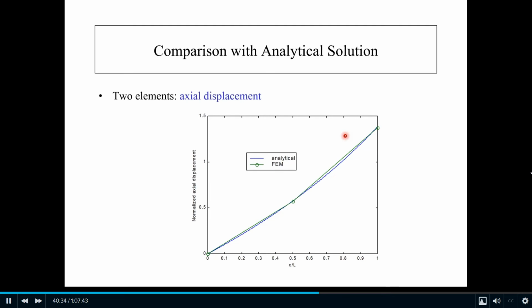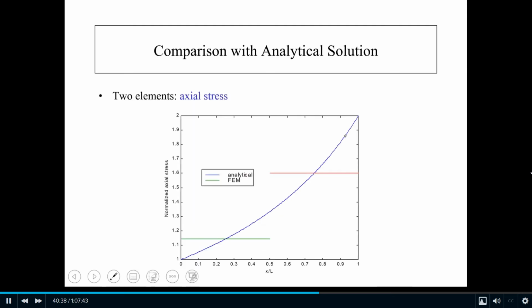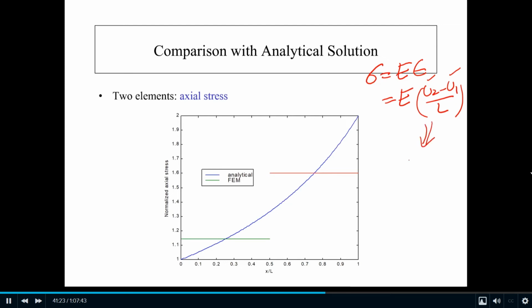Now compare stress with the analytical solution. The analytical solution is the blue line here. What is the stress? We know from the derivation of the linear element that stress equals E times strain, and equals E times (U2 minus U1) over L, something like this, right? So for each element, you have the displacement at the right node, and basically the stress is the Young's modulus times the difference between the displacement at the right node and left node divided by L. So from this, the whole thing, whatever they are, is a constant.